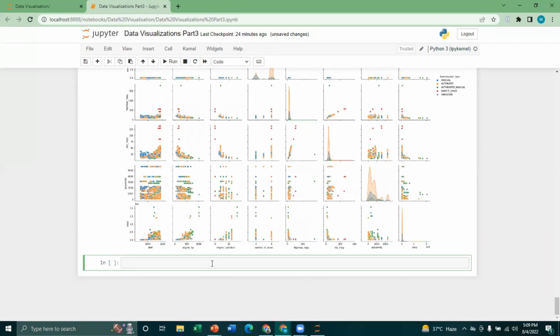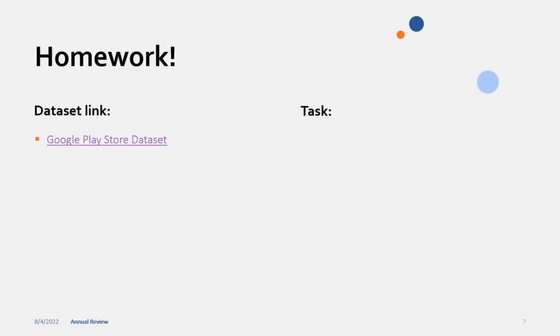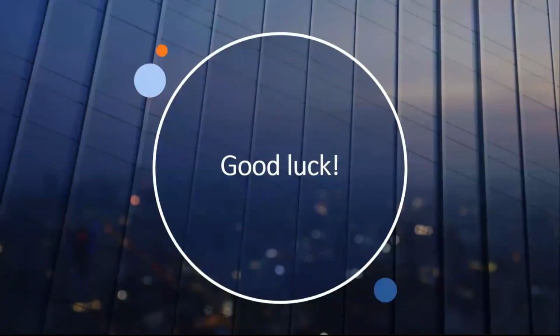All right, now let's move back to the slides. So this is the end of part 3 video. And this is your homework. I have placed the link of the dataset here. And these are your tasks. Do some exploratory data analysis, and then use scatter plots, then use pair plots, then create a summary of the relations which you have found in your dataset. Now good luck. See you next time.